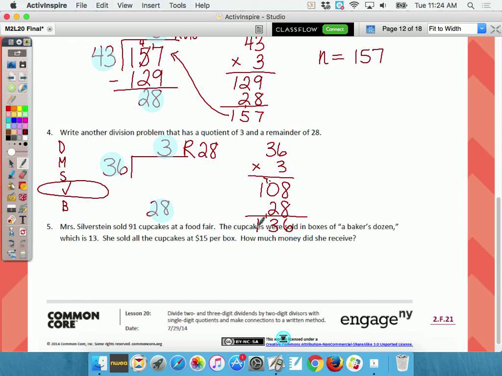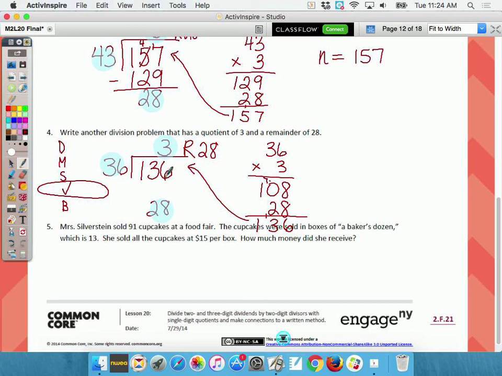Wait, this problem is impossible to get on. So if this matches, did I do my work right here? Yeah. Okay, so if this matches, I can put 136 as my dividend. Now how am I going to find out if I'm right?